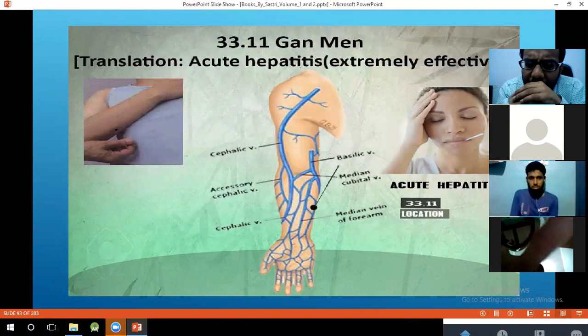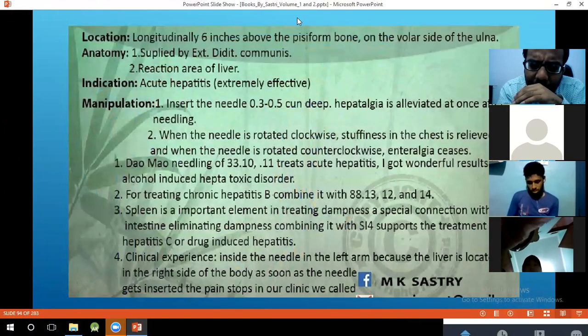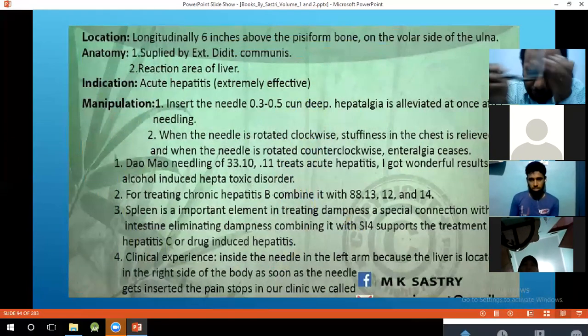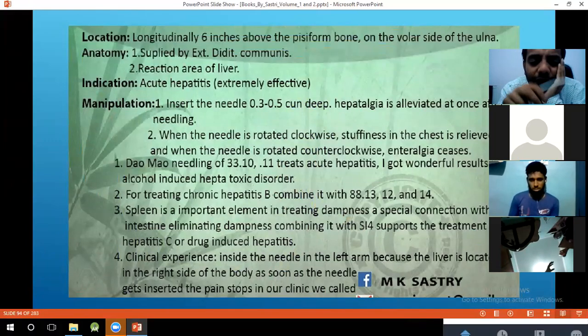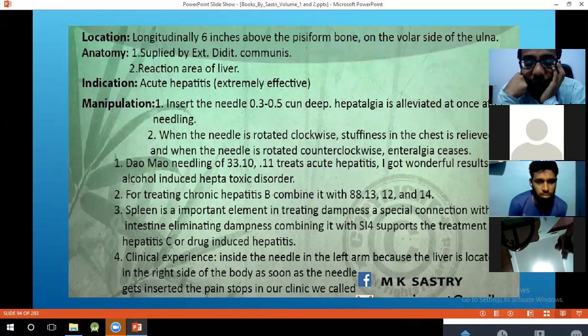33.11 is also the same thing. You'll get very good results in hepatitis, and when you combine it with 88.12, 13, and 14, it gives very good results. Whenever there is such a problem, and you have seen people suffering from the last stage of hepatitis, CLD, chronic liver disease, then combine 33.10 and 11 with 12, 13, and 14. It gives very good results in hepatitis B and C.